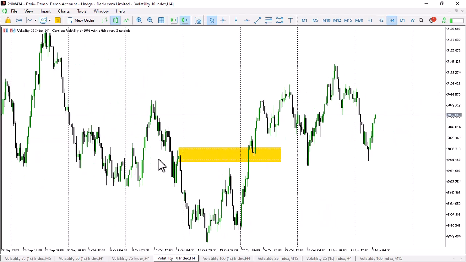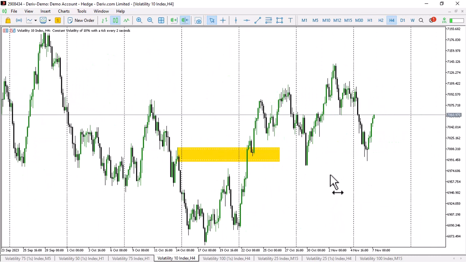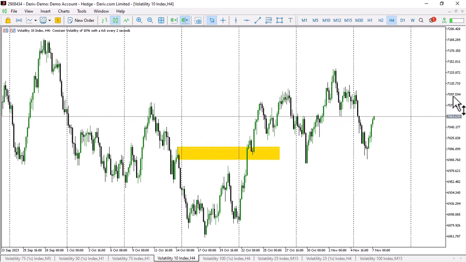Let's look at another chart. So this is volatility 10, right? This is volatility 10x, also offered by Deriv.